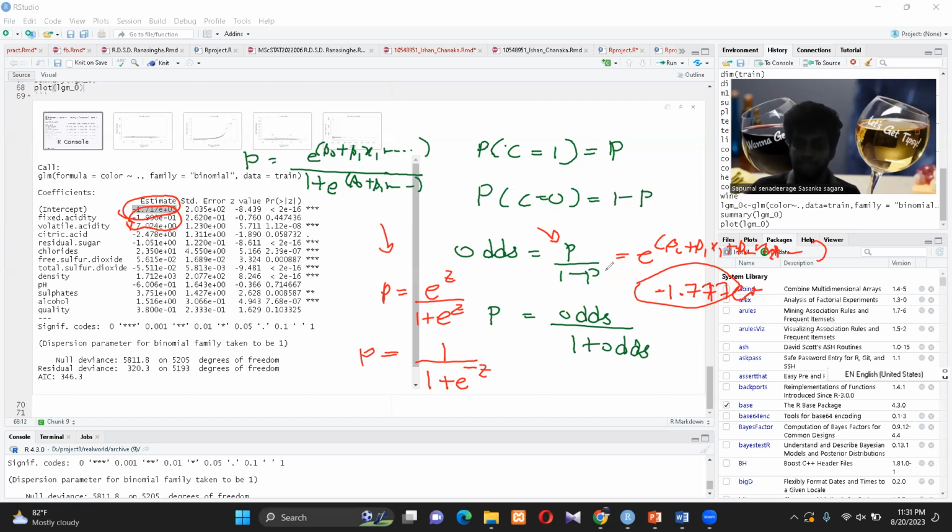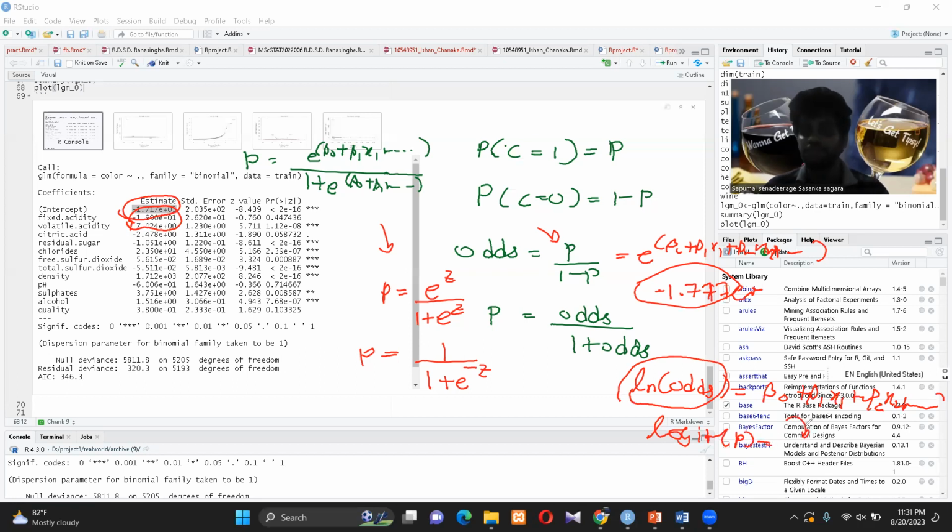Then you know that we can take the logarithm of both sides, then we can rewrite it as ln odds. It becomes beta naught plus beta 1 times x1 plus beta 2 times x2, likewise, right? So this is known as logit P, right? We used to call it logit P, right? Okay, so this is what we can find out with the help of the binomial logistic regression model.